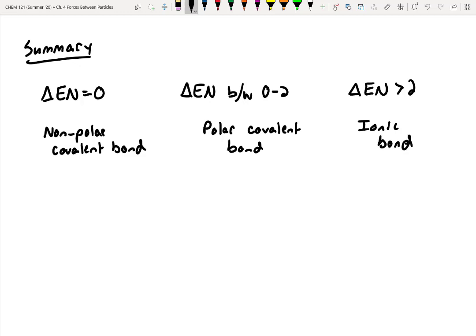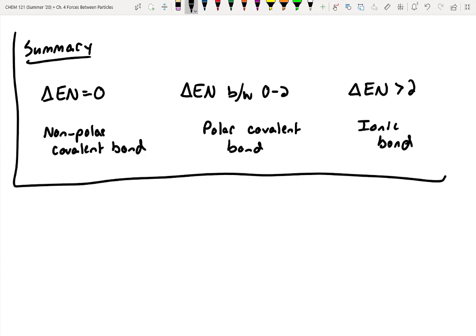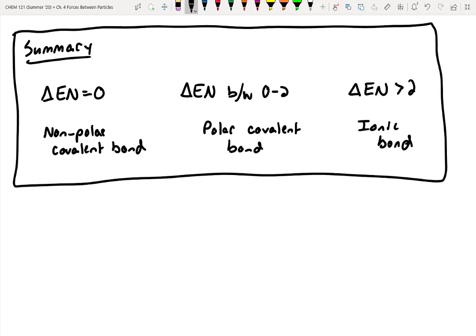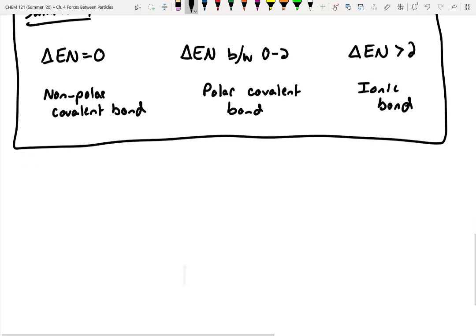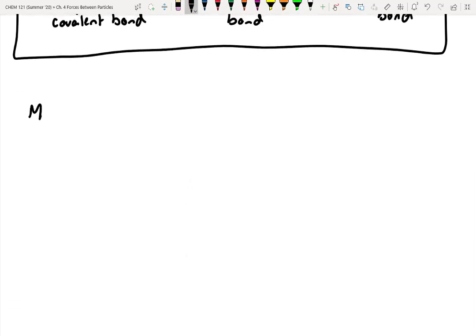All right, so this is kind of going to be our guiding principles as we look at individual bonds. But now let's take a step back and look not just at bonds, but at entire molecules. So molecules can have polarity too.